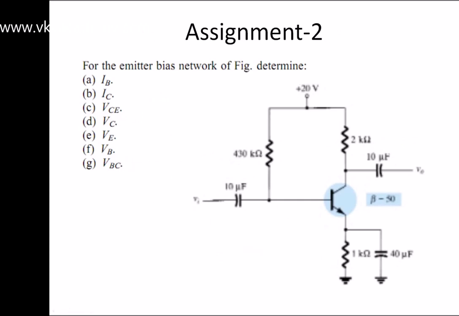Now let us see, in assignment 2 it has been asked to determine the base current, collector current, VCE voltage, VC voltage, VE, VB and VBC voltage, and this is the emitter bias configuration, or it is sometimes called emitter stabilized bias configuration. And one RE resistance is connected at the emitter terminal. This is the only constructional difference between the fixed bias configuration and emitter bias configuration, which we discussed in our previous lecture.